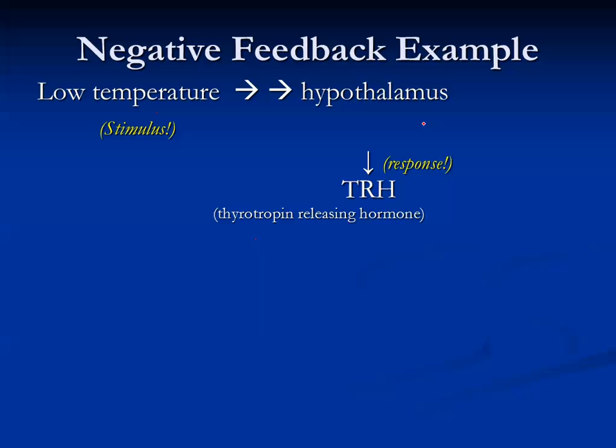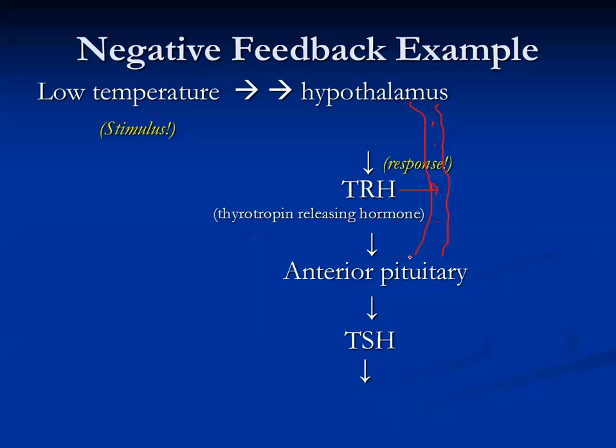TRH, or thyrotropin releasing hormone, goes directly to the anterior pituitary. Remember that there are little capillaries that extend from the hypothalamus to the anterior pituitary. So these little releasing hormones, sometimes called releasing factors, in turn stimulate the anterior pituitary to release one of its hormones, ta-da, TSH. TSH stands for thyroid stimulating hormone.